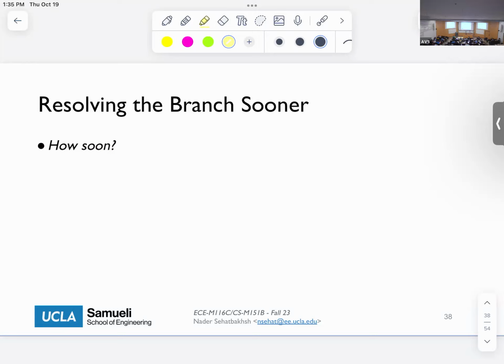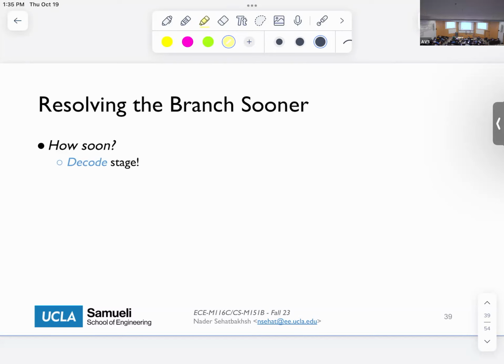How many of you think we can actually do it in fetch? How many of you think that we can actually do it in decode? There are a few, and then the rest of you think that we can do it in the execution stage, probably. Okay, so let's actually see how soon we can do it. We can actually do it in the decode stage.